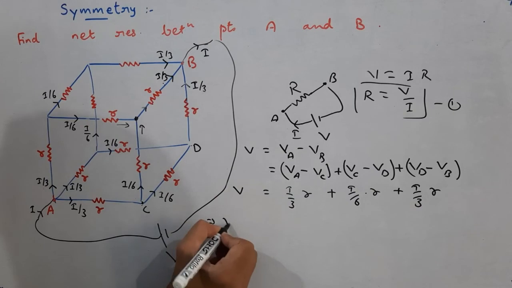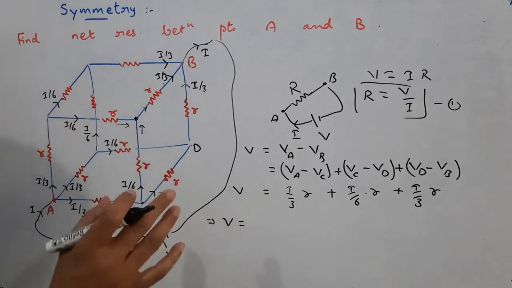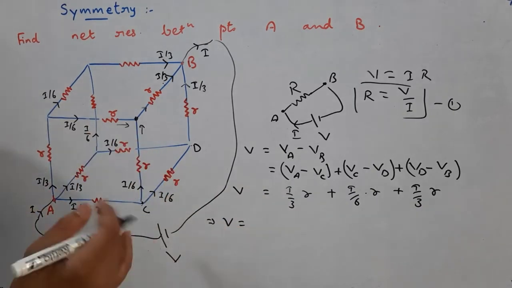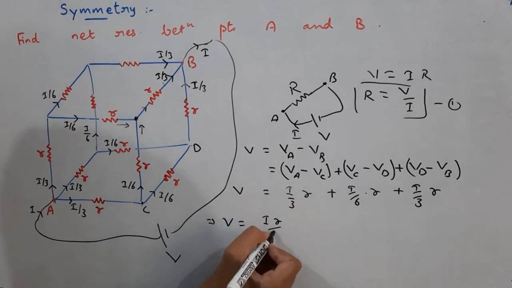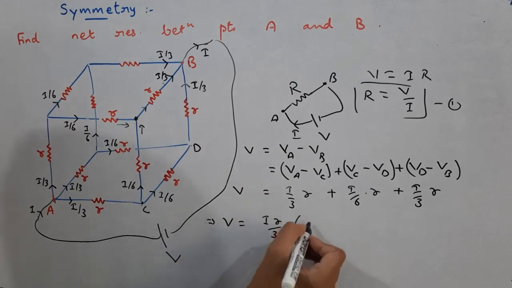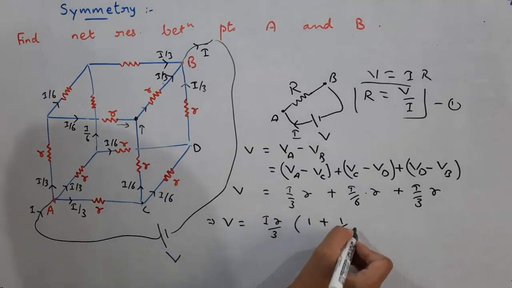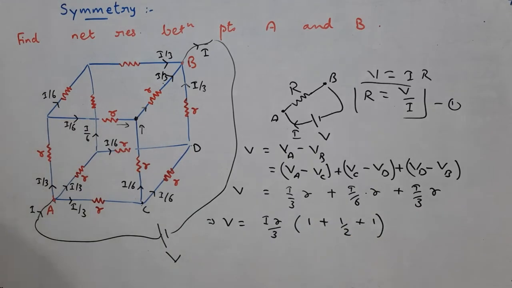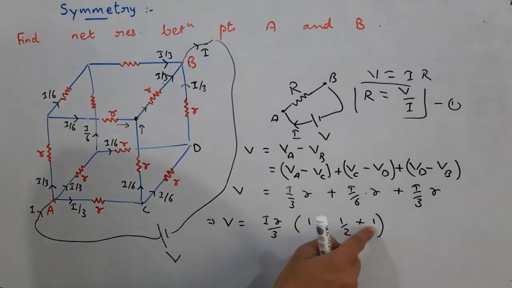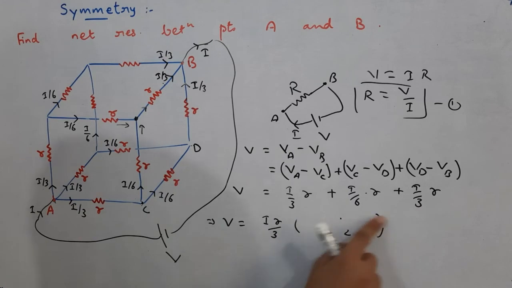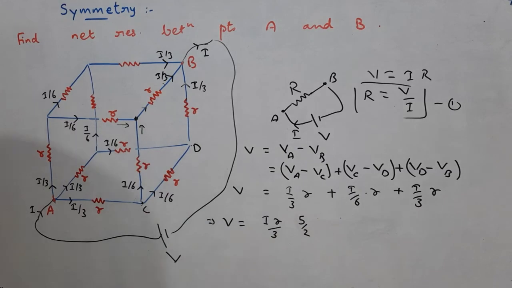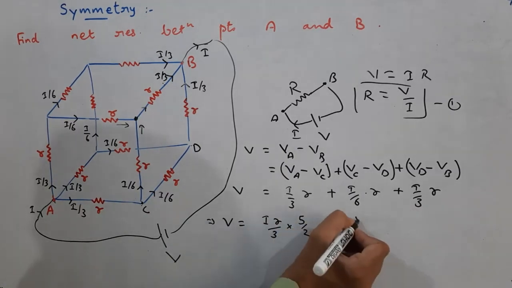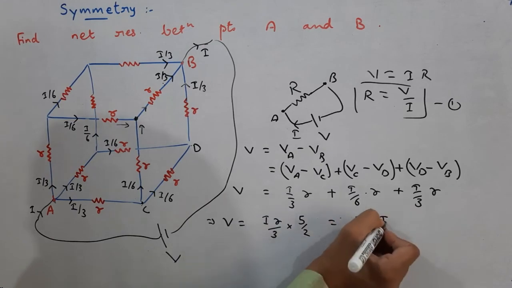Is it clear? Please do this question again and again 2-3 times, then it will be easier for you to recapitulate. Now here you can take I and R as common. 3 also can be taken as common. So what will be left? 1 plus 1 by 2 plus 1. So 1 plus 1 is 2, 2 plus half is 5 by 2. So this becomes 5 upon 2. So this becomes 5 upon 3 into 2 is 6 times IR.